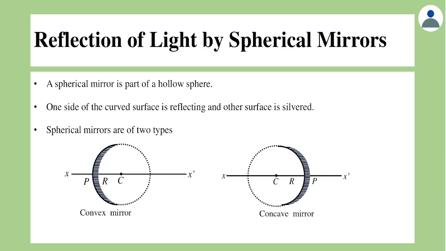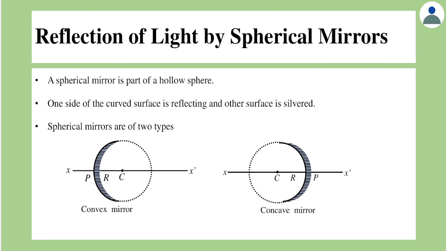Now we look at the next kind of mirrors, called spherical mirrors. We'll first define it. A spherical mirror is part of a hollow sphere. It is not that we make a sphere and break it from there. We can just understand that a spherical mirror is part of a hollow sphere. Based on that, we have two kinds of spherical mirrors, convex and concave.